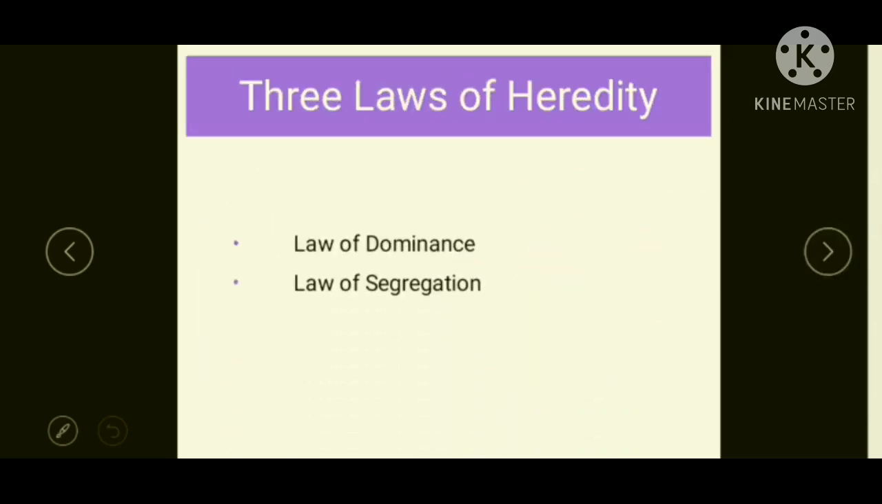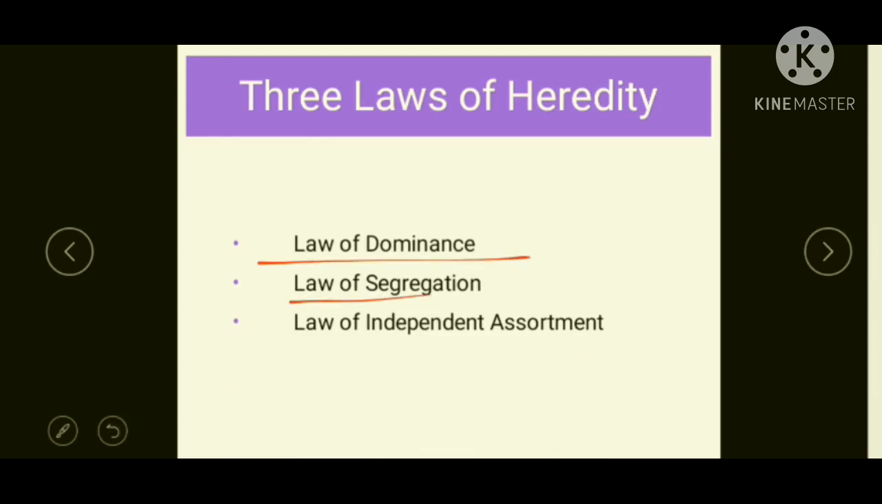Yeah, let us see the three laws of heredity. The first law of heredity is the law of dominance, then the law of segregation, and the law of independent assortment. We can see each of them one by one.